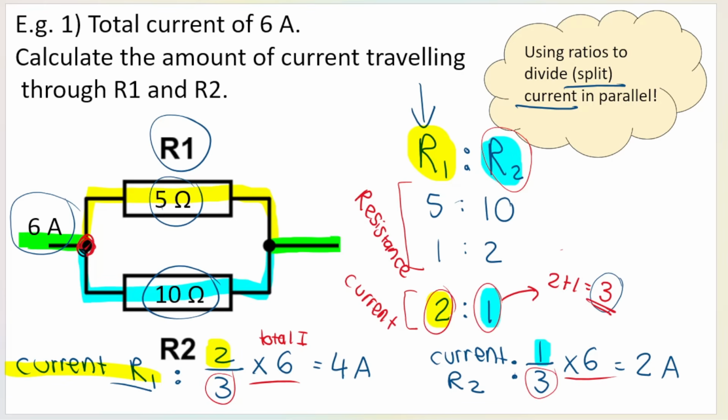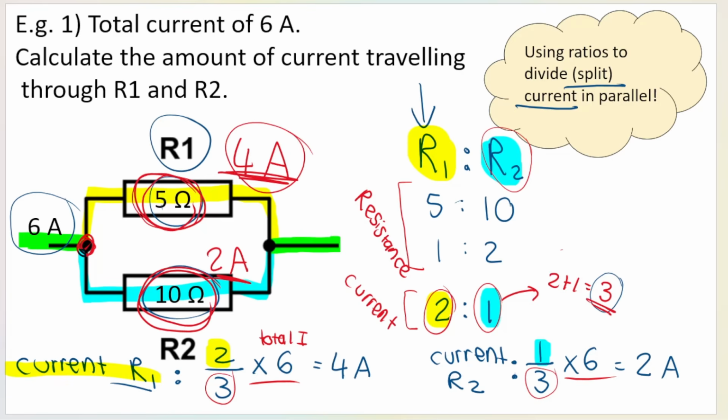And it makes sense. Think about it carefully. So the total current is 6 amperes. R1 gets 4 amperes. R2 gets 2 amperes. And we did say that the smaller resistor will get the bigger current. The bigger resistor gets the smaller current. We also said R1 is half the size of R2. 5 is half the size of 10. And because R1 is half the size in resistance, it gets double the current. 4 amperes is double 2 amperes.